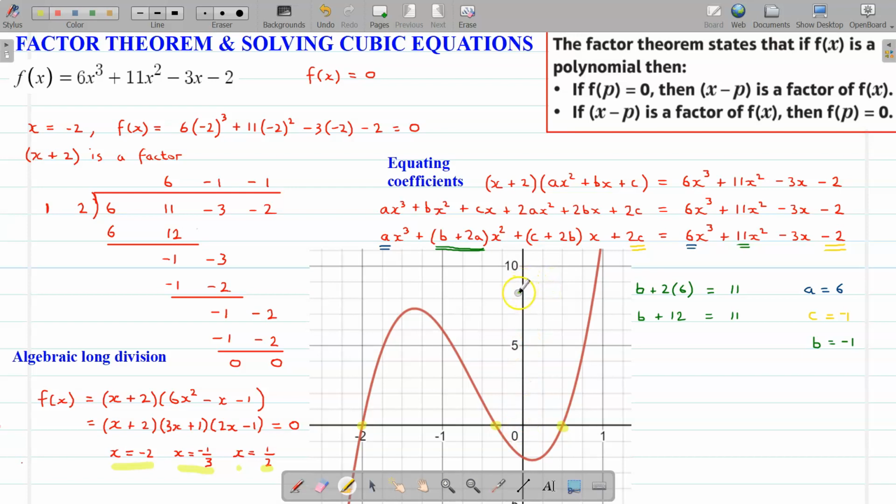This tends to often be the case when cubics are sketched to show the shape more clearly.